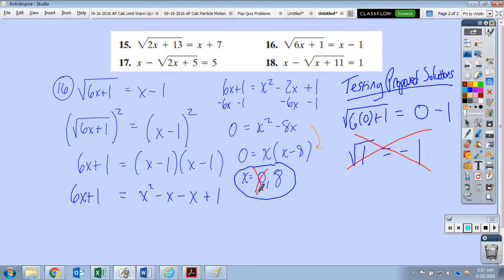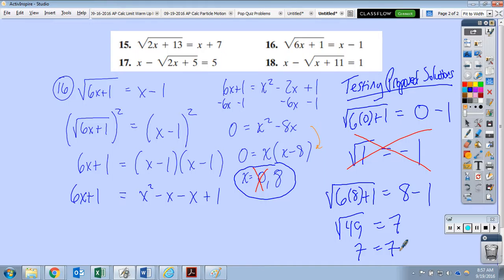And then now let's go ahead and test the other one, where we have the square root of 6 times 8 plus 1. Does that equal 8 minus 1? And we have the principal root of 49. Does that equal 7? And yes, 7 does equal 7. So we get to check. So this does work. So our only solution would be x equals 8 for this original equation.